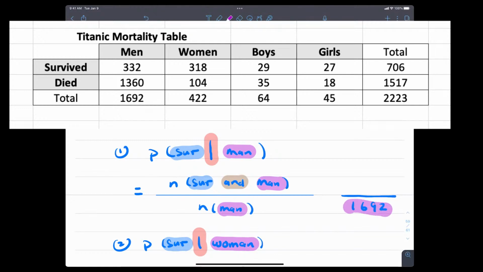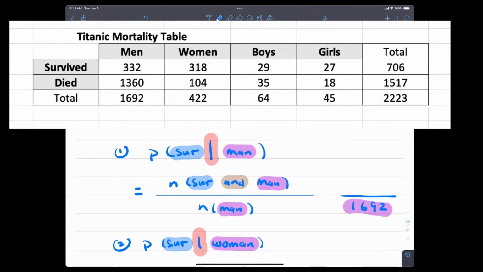Okay. Now, of the men, how many survived? Of the 1,692 men, how many survived? Because that's the numerator. You are surviving, and you are a who? Man. Is that right? So let's go back, and I'm going to open, see if I have the Titanic. I'm in Excel. File, open, recent, maybe. There we go, Titanic table.